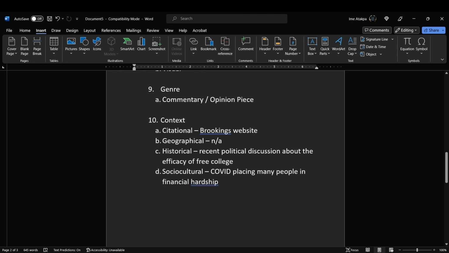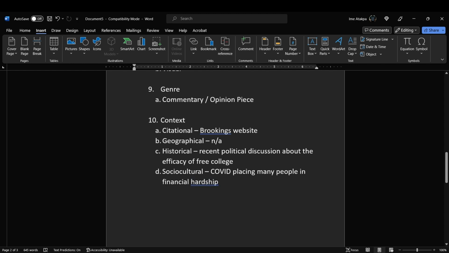Historical, what has happened recently in history, in time, that would convince this person to write this article or to create this communication. Historical context and exigence go hand in hand. So for this, recent political discussion about the efficacy of free college, this again was stated in this article. That was what happened historically on a public scale that prompted him to want to write this.